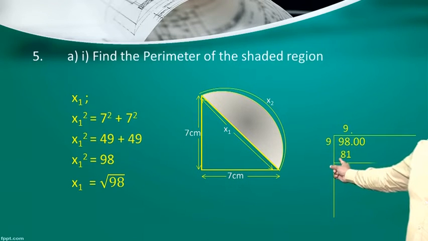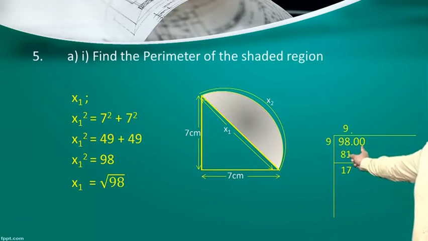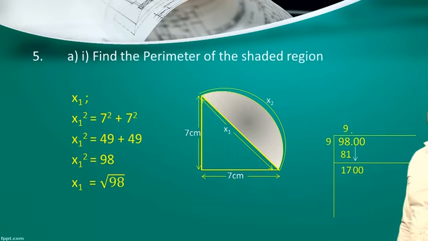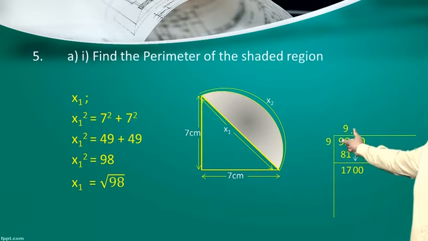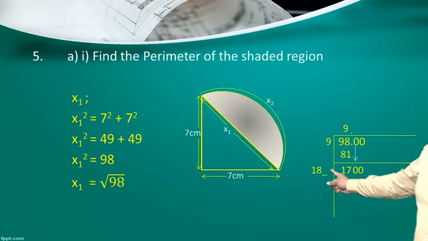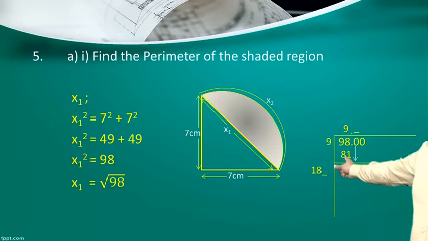Right, now you have to subtract. The subtraction gives 17. Immediately you have to take down double zeros, 1700. When you have such a remainder, you have to double the number at the front. Then 2 times 9 is 18, which should come to this place, and leave 2 spaces like this.